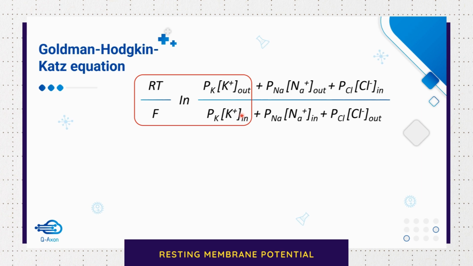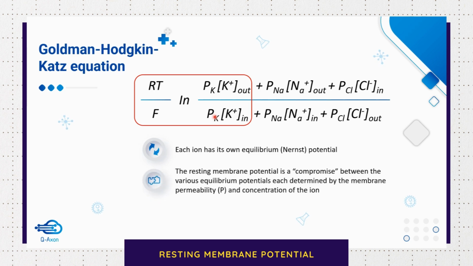So this Goldman-Hodgkin-Katz equation actually tells about the resting membrane potential, considering the permeability of the membrane to ions and also considering various ions. So in the Nernst equation, we can realize that if we determine the equilibrium potential, each ion will have its own equilibrium potential, and depending on the permeability, these ions will contribute to the resting membrane potential, which can be determined by the Goldman-Hodgkin-Katz equation. So actually the resting membrane potential is a compromise between various equilibrium potentials, and that is determined by the membrane permeability and the concentration of the ion.